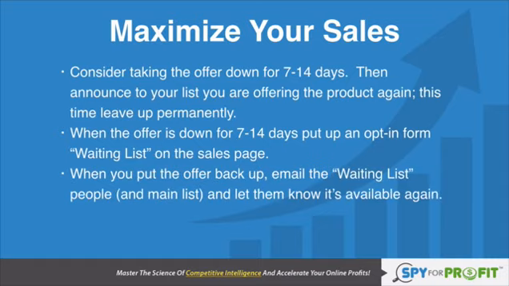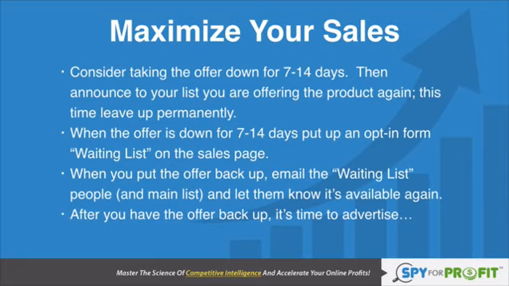Now, when you put the offer back up, you're going to email that waiting list, just like I said, and the main list. But as I pointed out, mail the waiting list people first. At least give them a few day head start, and then go and mail the entire list. And then after you have the offer back up, you've done the grand opening, you've taken it down, you've brought it back up so it's up permanently.